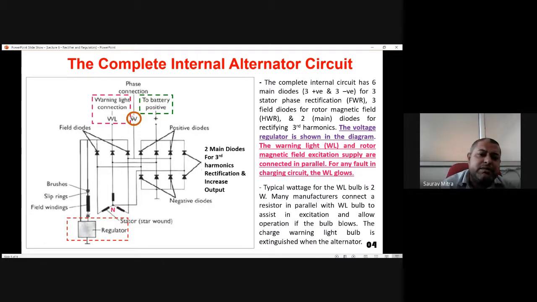Okay, so what is this W doing? This phase connection, from this phase connection we can find out how much is the frequency of each phase, and from the frequency of the phase we can find out how much is the speed of the vehicle. Okay, because vehicle speed is directly connected to the alternator output frequency.